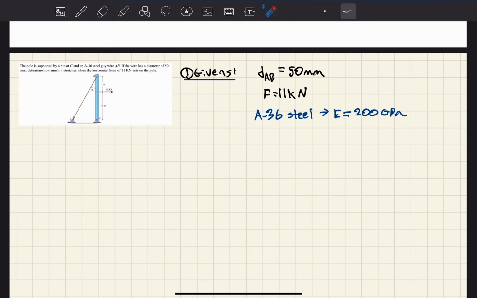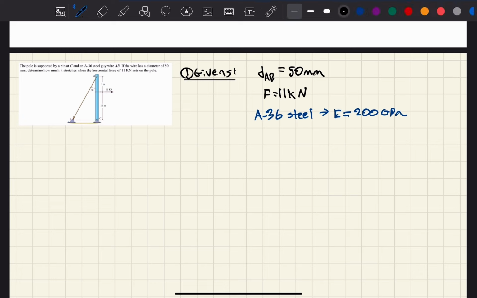Perfect. We can also find this length, L naught of wire AB, but I think we'll keep it to a bit later. But we are eventually going to find it. You could find it easily from here, just using cosine in this case, right? But we will get to that.